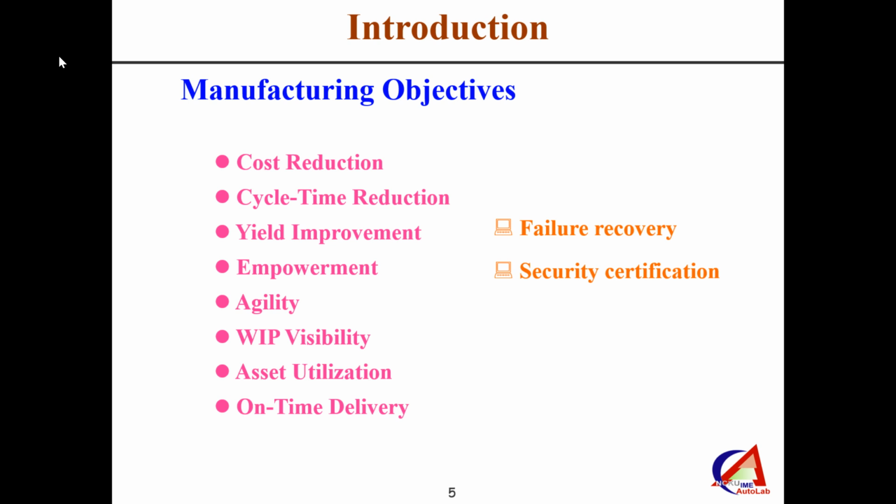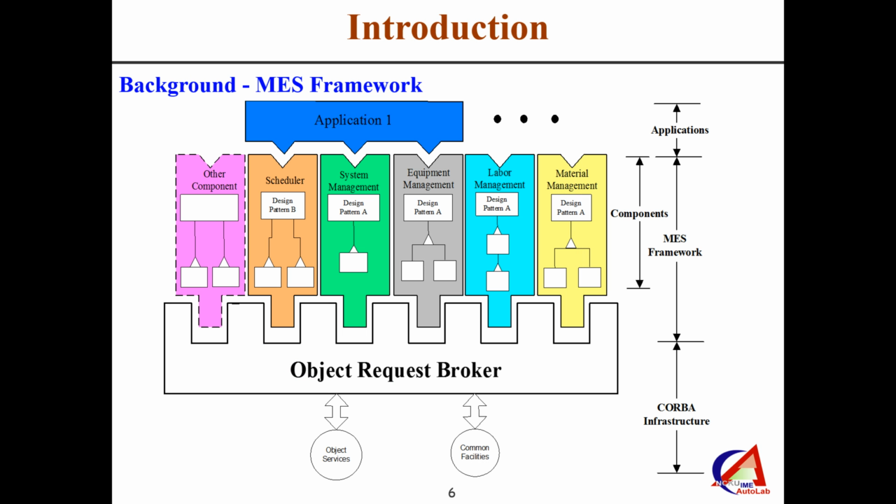So, of course, to begin with, we need to know the objective of this manufacturing execution system. Of course, that is the manufacturing objectives, and those are the objectives. And we should know these objectives first. Then, this is the background.